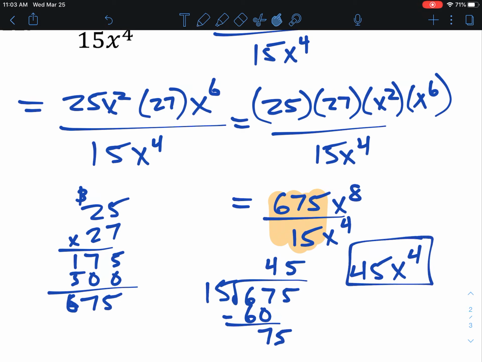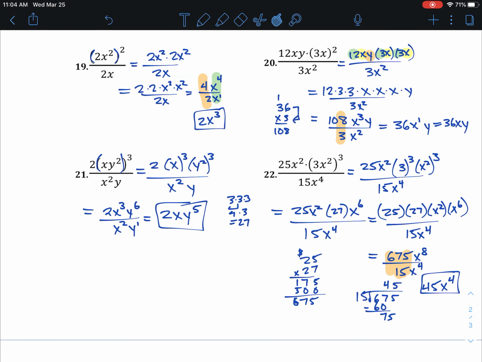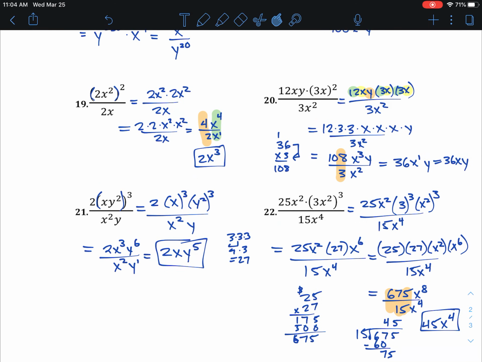So that was a ton of practice, but hopefully it helps you out with just different rules and when to use them and how to kind of go in order here to do a bunch of different practice problems using laws of exponents.